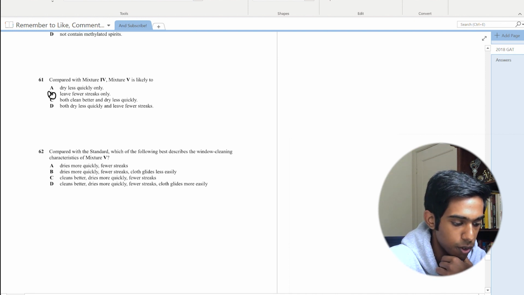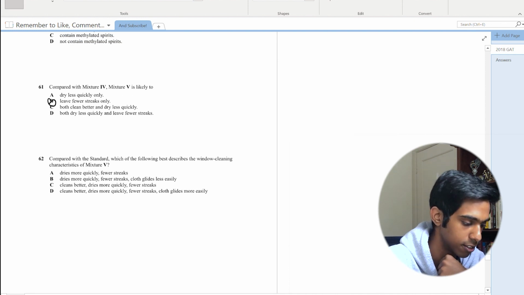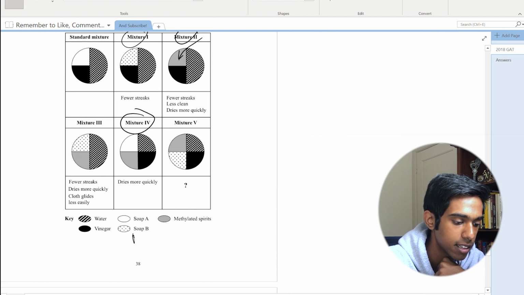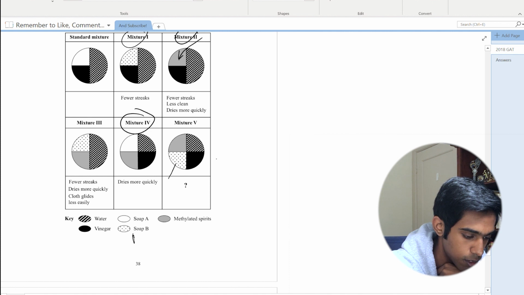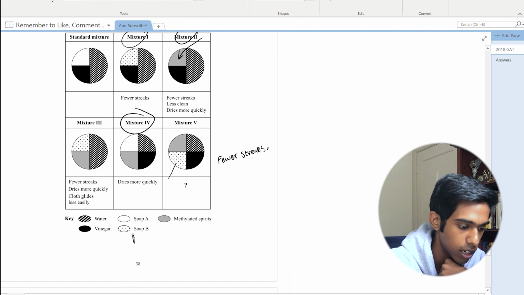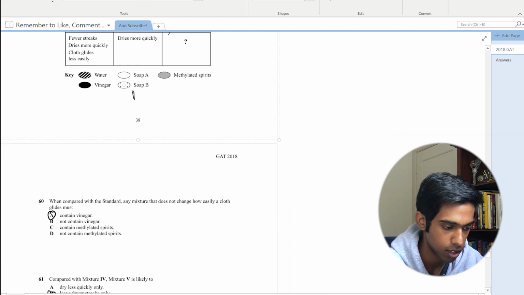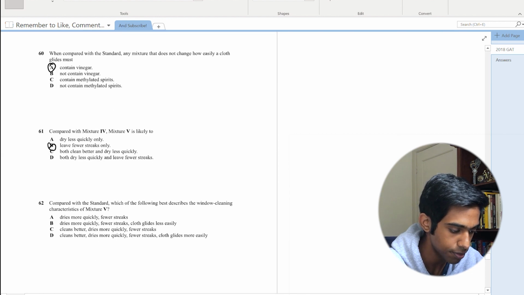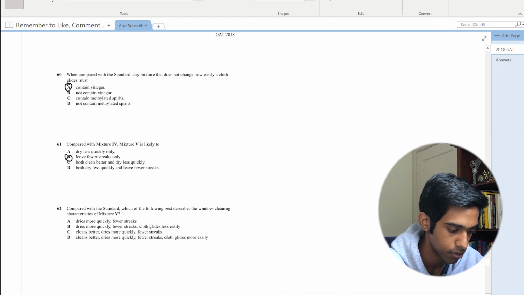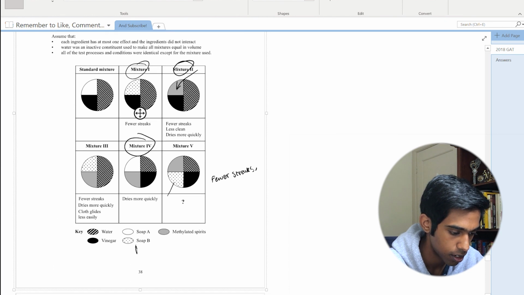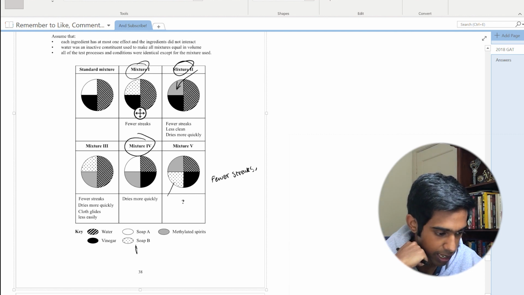Compared with the standard, which of the following best describes the window cleaning characteristics of mixture 5? So mixture 5 has soap B, which would give fewer streaks. And it also has methylated spirits, which would mean that it gives both fewer streaks and it's less clean and it dries more quickly. So we'll have a look again. Methylated spirits makes less streaks, less clean and dries more quickly.